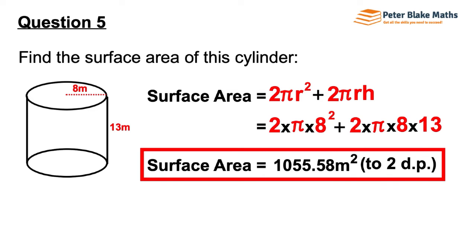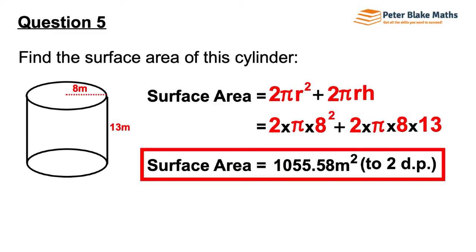Now the question didn't specify how many decimal places it wanted. I'm allowed to decide how many decimal places I round off to. And it's polite to tell the marker what you've done. So if I've rounded off to 2 decimal places, I'll put that to 2 decimal places or 2 dp after my answer. Now you could have left it as a whole number. If you did, you would have rounded it off to 1056 because 5 or more raise the score.